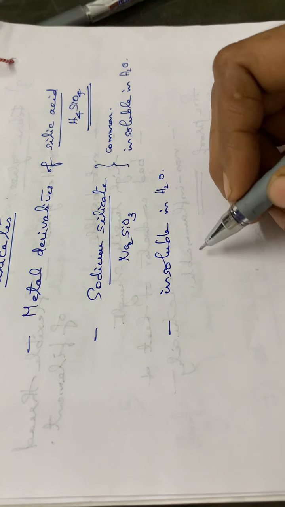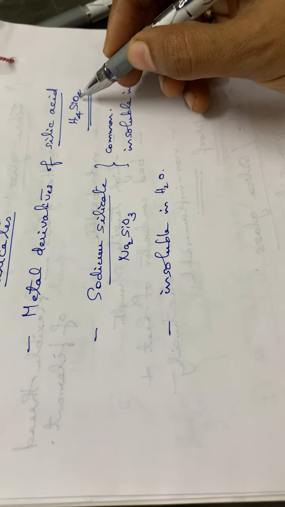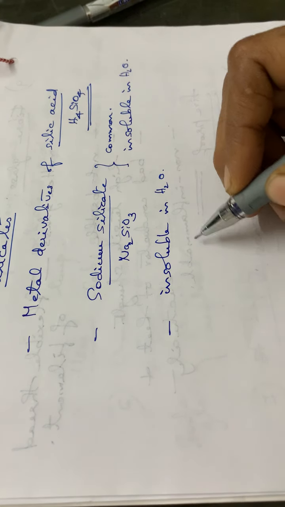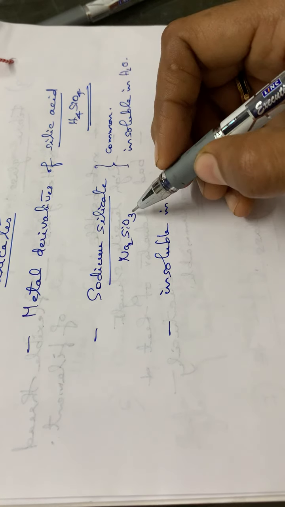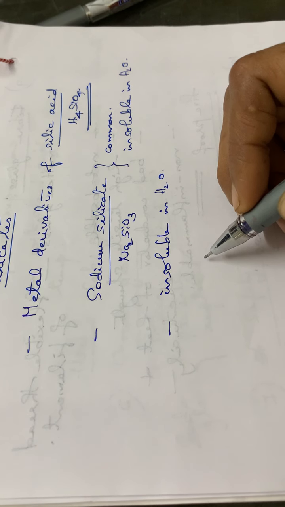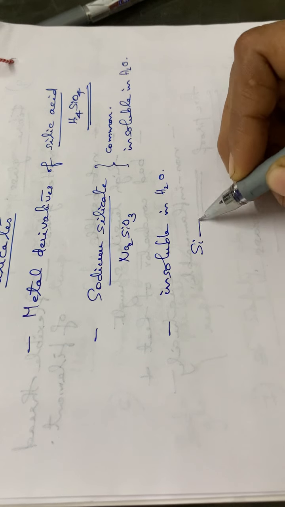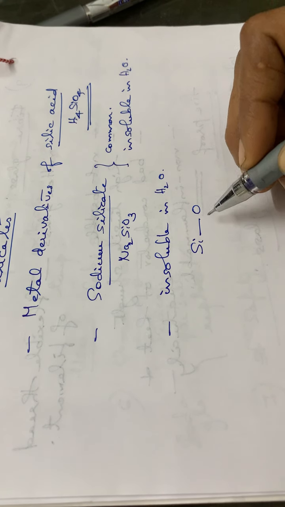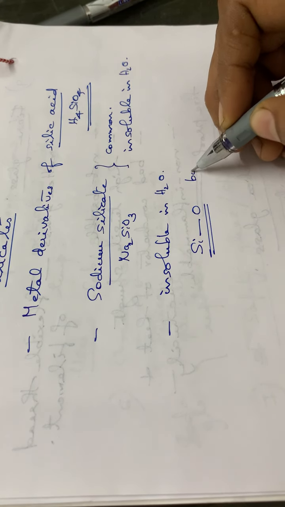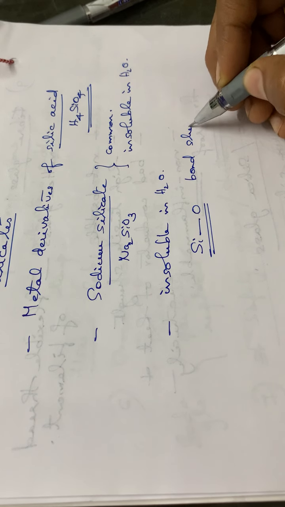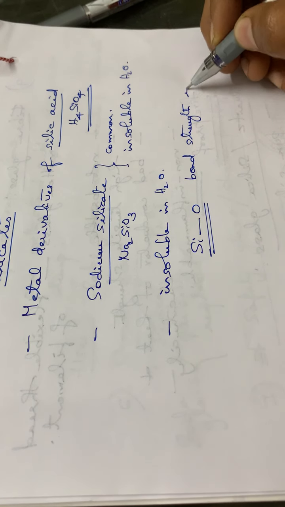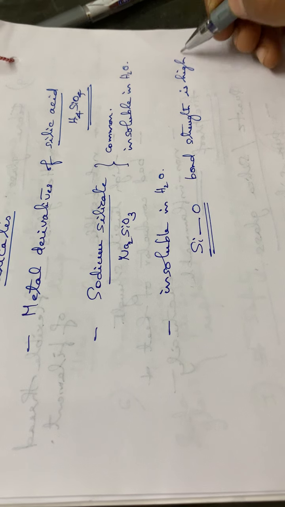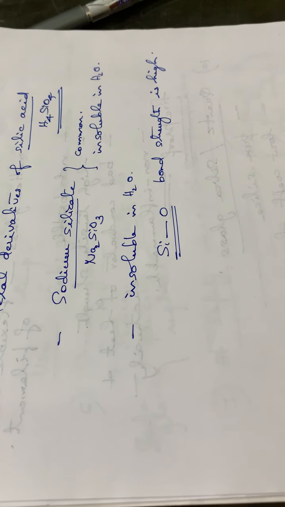Why are they insoluble? The reason is that silicates have SiO4 4 minus, or SiO3 4 minus. So silicates have a silicon oxygen bond, and the silicon oxygen bond strength is very high. So that is the reason for the insolubility in water.